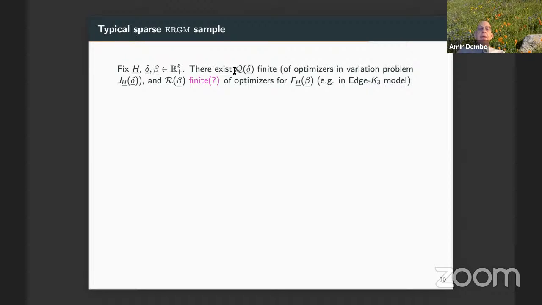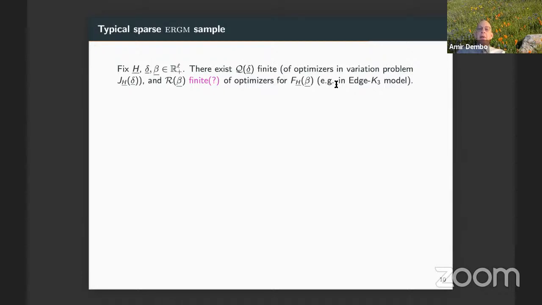Then there is a simple calculation of the variational problem in J_H of delta, which I never wrote for you, but you can check that the set of optimizers of this variational problem must be finite. It may be a single one, which is even better, but it must be finite.